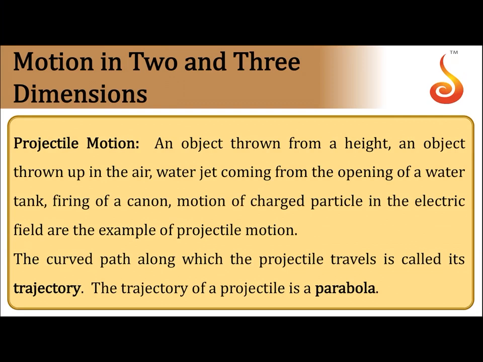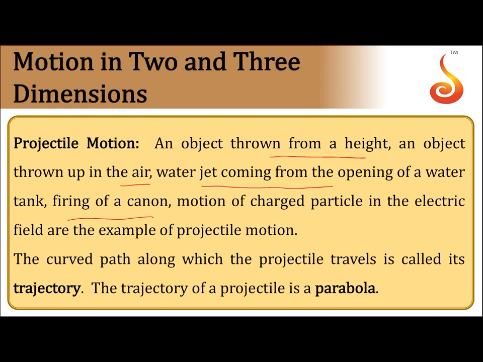The very first concept in motion in 2 dimensions is projectile motion. So any object that is thrown in air which moves only under the action of gravity is said to be a projectile. So for example, an object thrown from a height, an object thrown up in air, a water jet coming out from a pipe, firing of a cannon, motion of charged particle in electric field, these are examples of projectile motion.